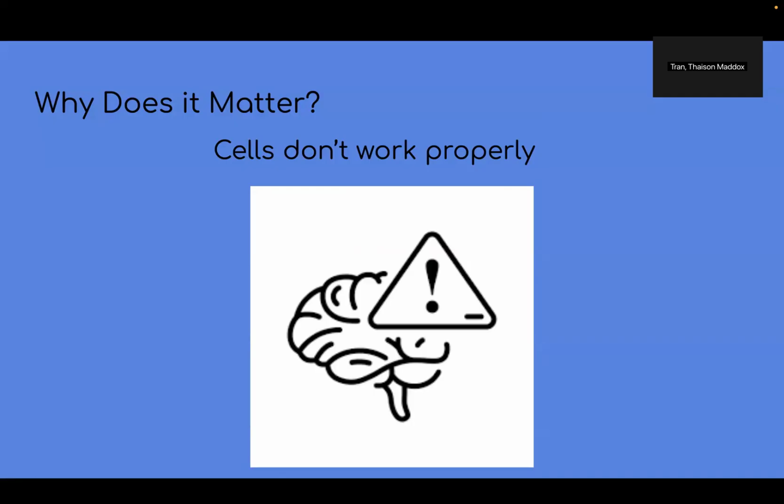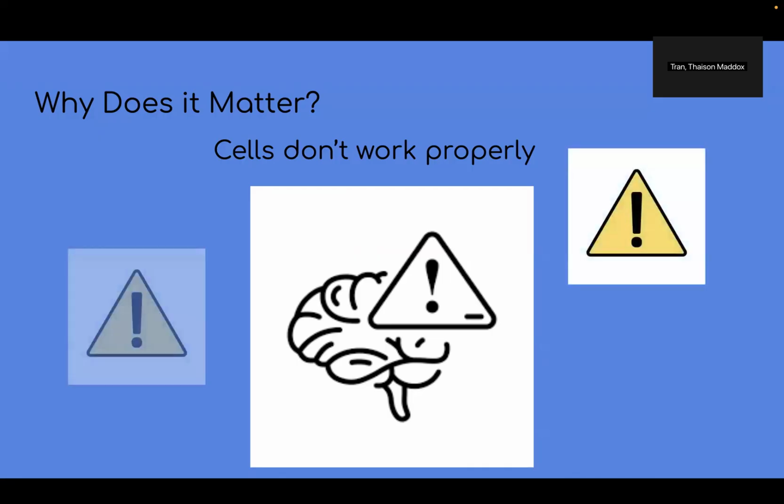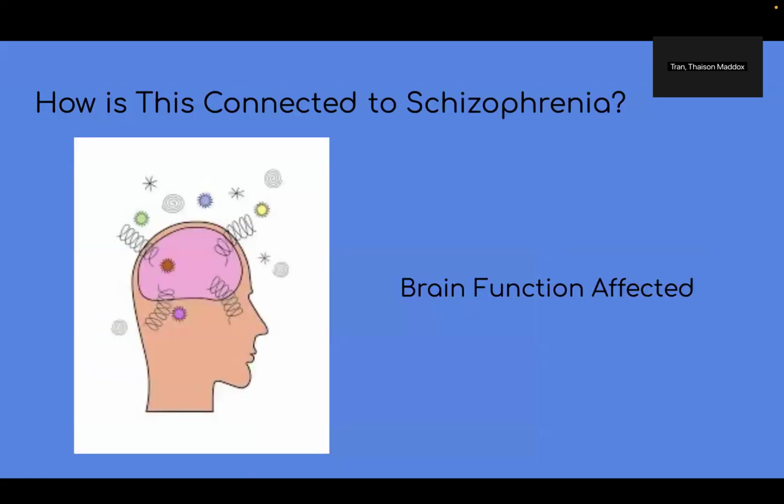Now, why does this matter? Well, if materials can't move properly inside brain cells, the cells may not work correctly. And this is a big issue. If the cells don't work, then the brain can overall not function properly. Now, how is this connected to schizophrenia? Well, scientists think that this could help explain why brain function is affected in schizophrenia.